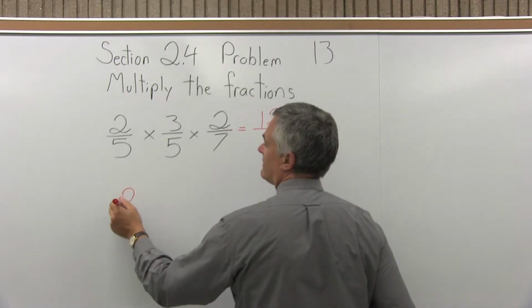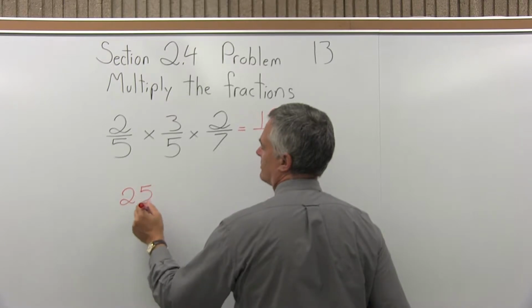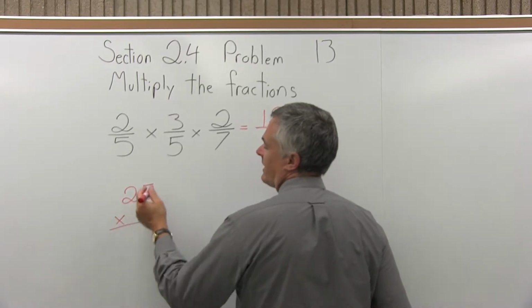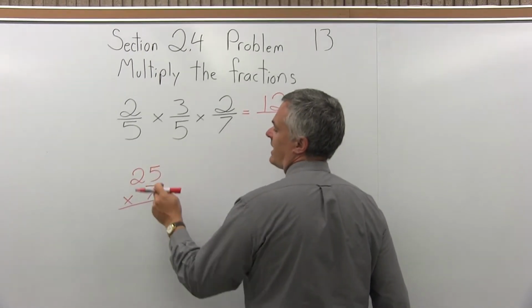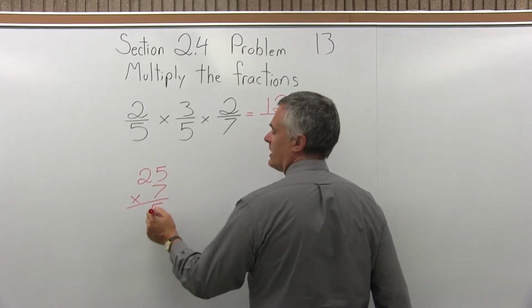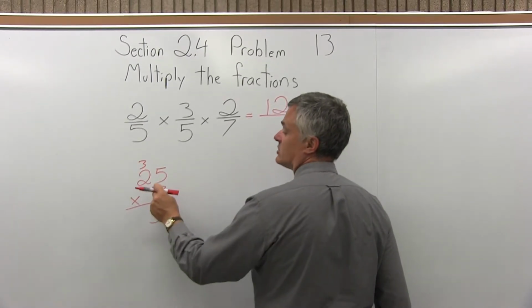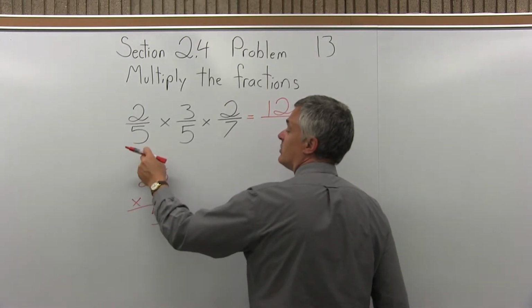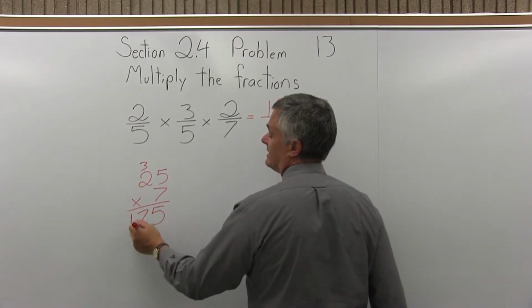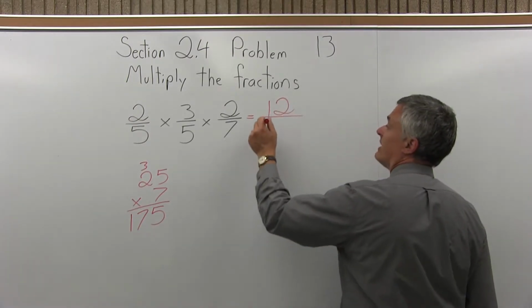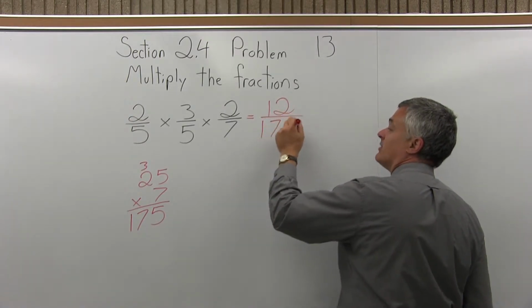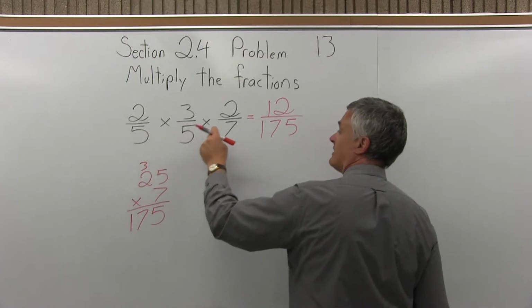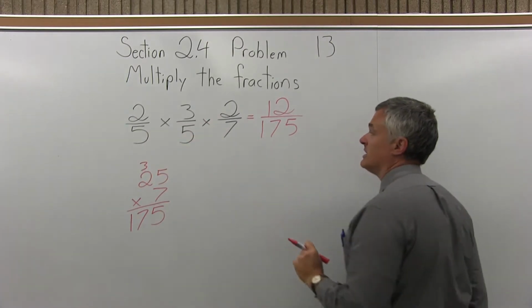So for 25 times 7, you can just take a second, go off to one side, and multiply 25 times 7 like this. 7 times 5 is 35. You write the 5, carry the 3 to the top of the next column. 7 times 2 is 14. 14 plus 3 more is 17. So there's the 175, and that's our denominator. And again, that came from 5 times 5 times 7, multiplying the three denominators together.